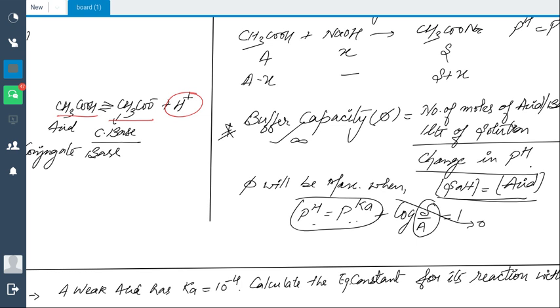It is 10 raised to power minus 4. A weak acid has Ka equal to 10 raised to power minus 4. Calculate the equilibrium constant for its reaction with strong base.